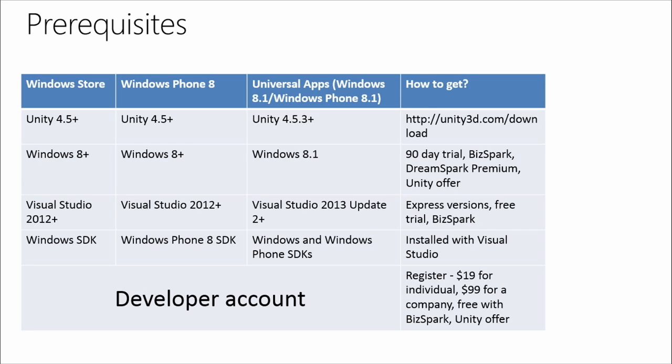Let's see, what do we have? We've got BizSpark. We've got DreamSpark. If you're a student, DreamSpark is essentially our school equivalent. We have the new Unity developer offer, for both level 1 and level 2 developers. We can go over that later, I believe.